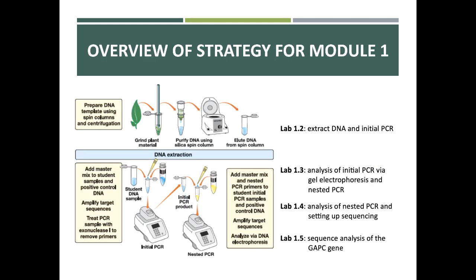So starting with lab 1.2, which will be our next lab, you'll learn about how we extract DNA and we'll learn about PCR. Then the next lab, we'll talk about how we analyze the PCR results using gel electrophoresis. And then we'll talk about the importance of doing this second round of PCR that we call nested PCR. We'll analyze the nested PCR results in this lab 1.4. And then we'll talk about how we sequence the DNA and how we will compare the DNA.